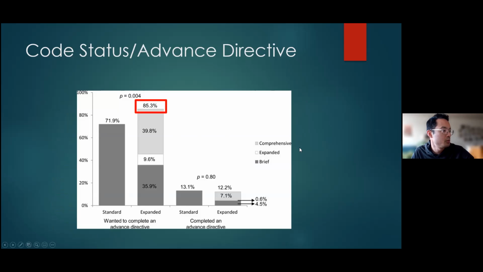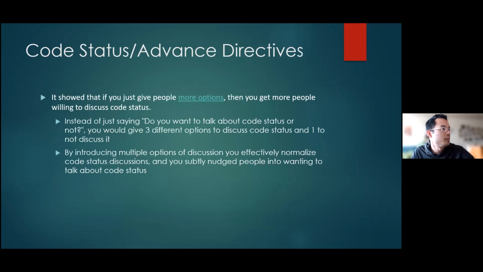These are the number of people who wanted to complete an advanced directive, as long as we gave them more options to discuss it. And then by introducing multiple options, you effectively normalize code status discussions, and you suddenly nudge them into wanting to talk about it. But more people didn't actually complete the code status in this study. So they went back to the drawing board and they're like, okay, what else can we do to influence people's code status discussions?